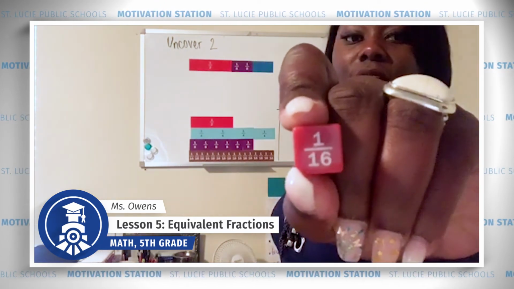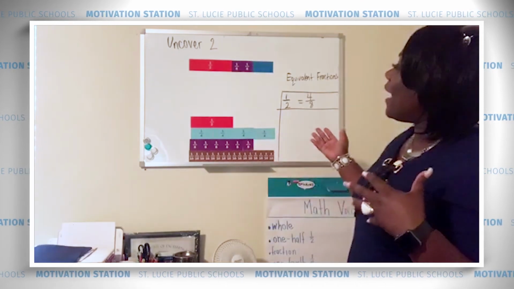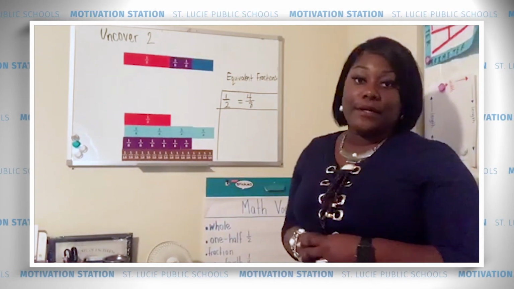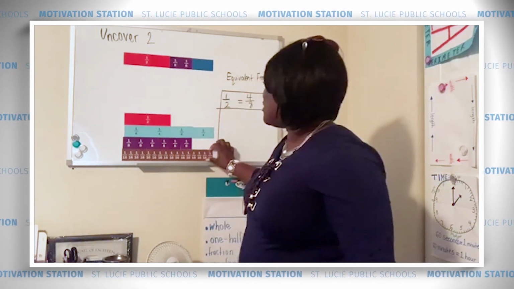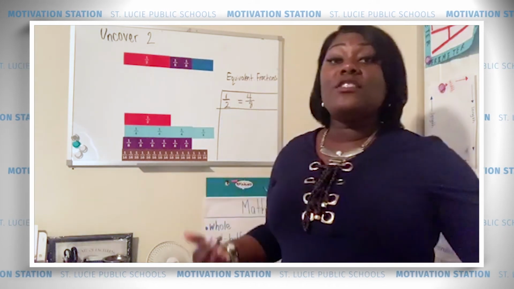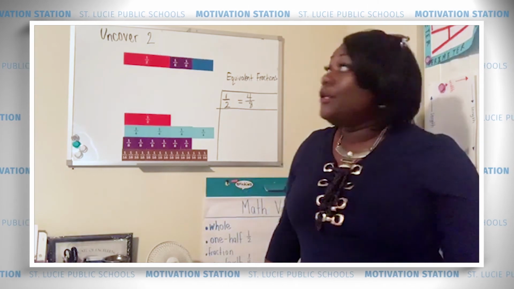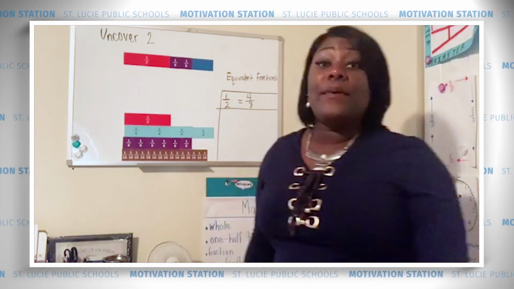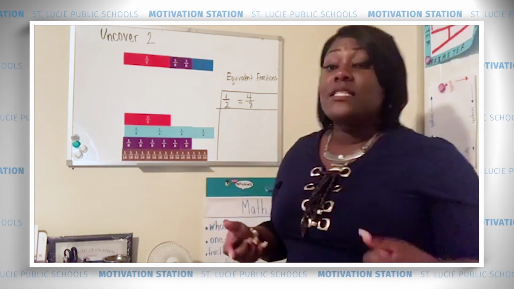Which fraction did I roll? 1/16. Do I have any 16ths up here? No, I do not. So I am going to exchange the 16ths for one of my pieces. Miss Owens, I want to exchange the 16ths for the half. You do? You're going to be stuck with a lot of pieces up here. The goal is for me to remove the pieces as I roll them.